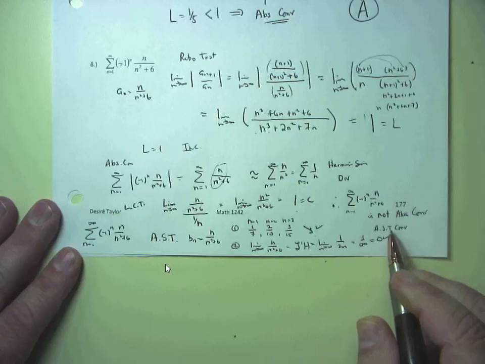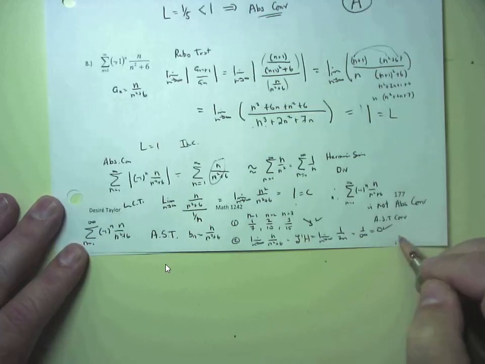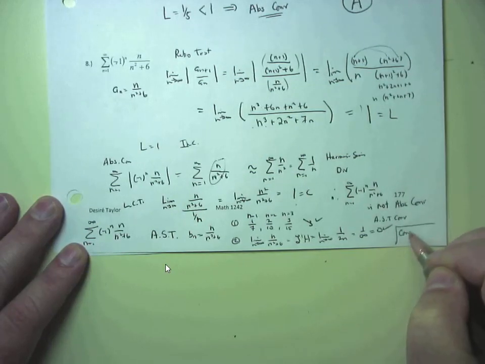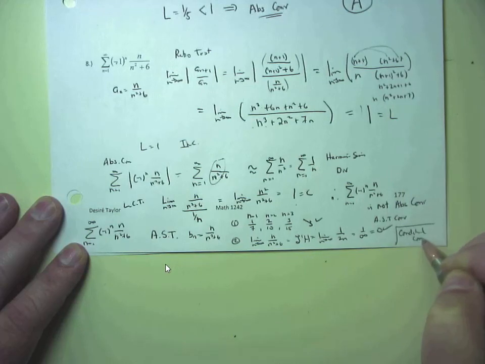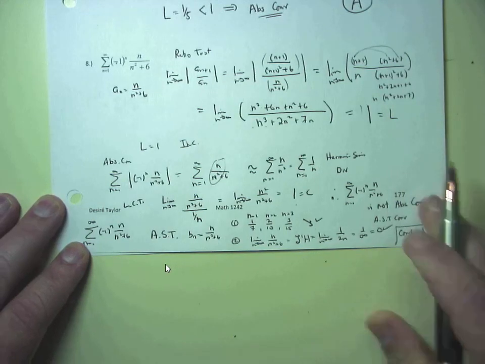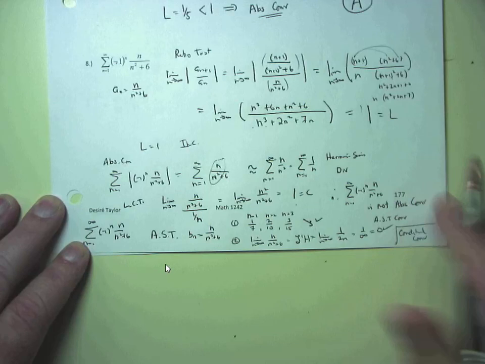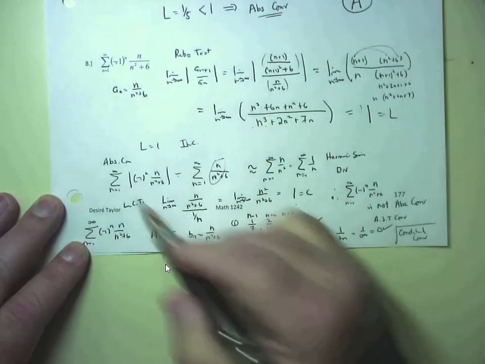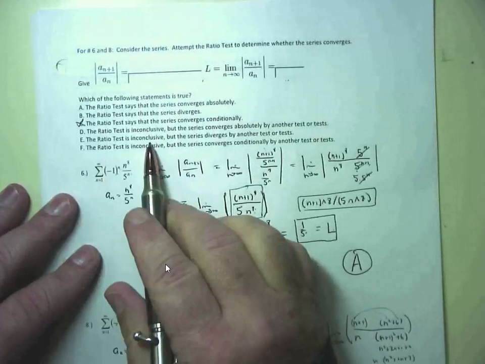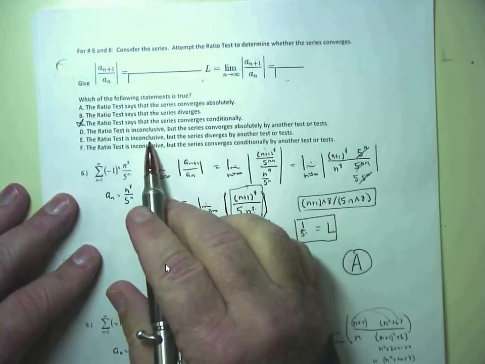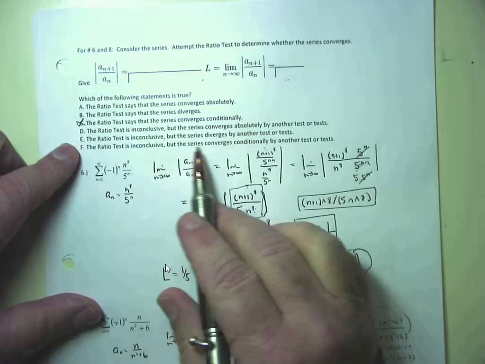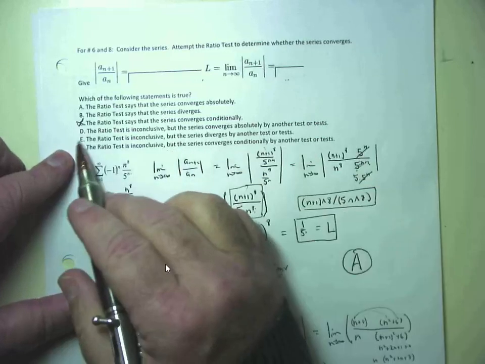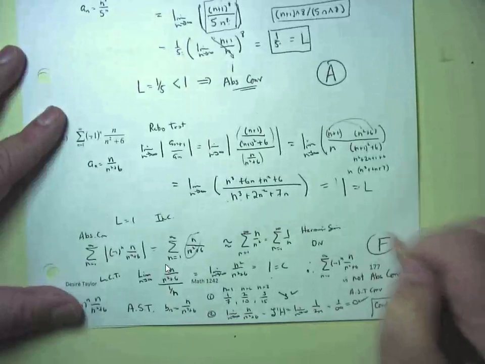So what do we rank this guy as? So therefore it would be what? Conditionally convergent. So the answer to this problem is this. The ratio test was inconclusive, but by another test, it's conditionally convergent. So up here, the ratio test is inconclusive, but it's conditionally convergent by another test. The answer is F on this one.